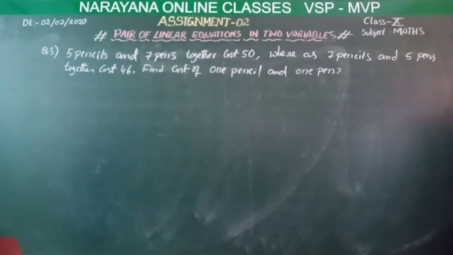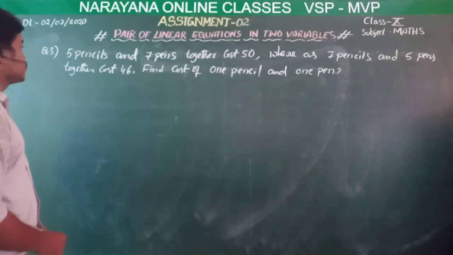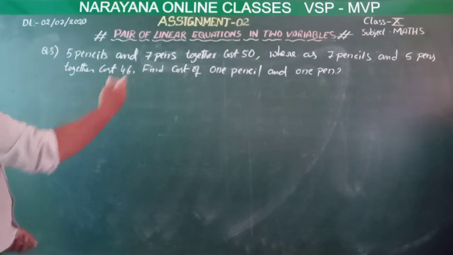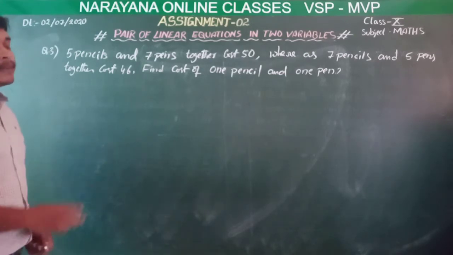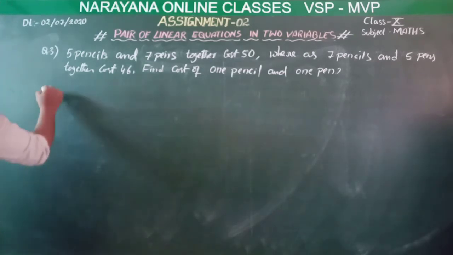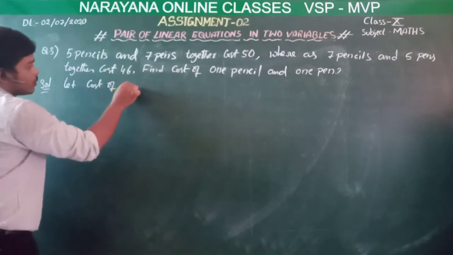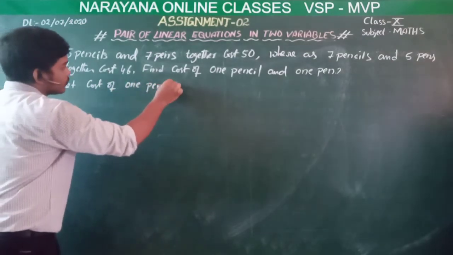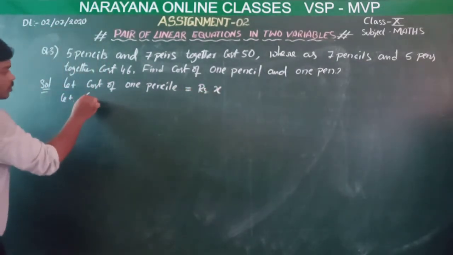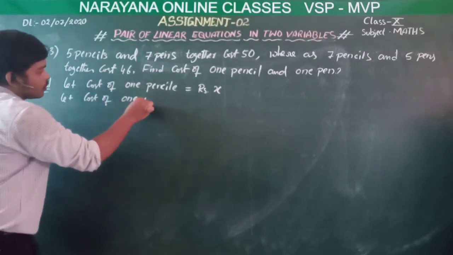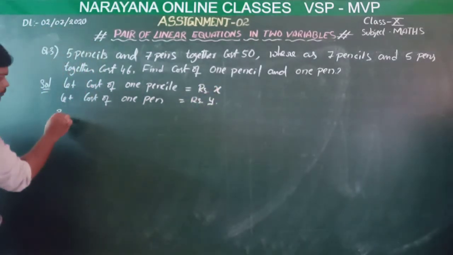See children, what is given: the cost of 5 pencils and 7 pens together is 50, whereas 7 pencils and 5 pens together cost is 46. Find the cost of 1 pencil and 1 pen. Now we don't know the cost of 1 pencil and 1 pen, let it be taken as x and y. Solution: let the cost of 1 pencil be rupees x, let the cost of 1 pen be rupees y.